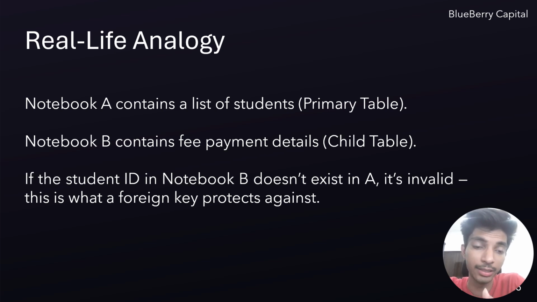So this is an example of an orphan record. Let's say notebook A contains a list of students. Just imagine that there are 30 students in a class, and all of them have primary keys from 1 to 30. Notebook B contains fee payment details, and let's say only 25 students out of 30 have paid the fees at this point of time. If the student ID in notebook B doesn't exist in notebook A, then it's invalid, because this is what a foreign key protects against.